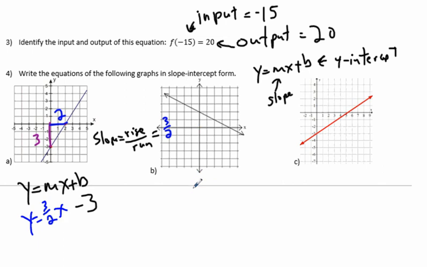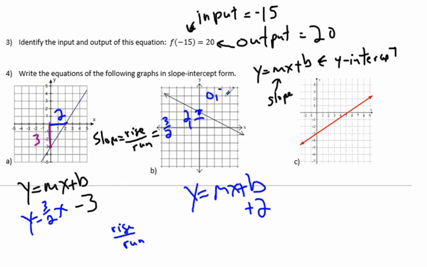So letter B, same thing. We're going to write y equals mx plus b. I'm going to identify the y-intercept right here. It's not counting anything. I'm going to assume it counts by 1. This is 1, 2. It crosses at 2, and it's a positive 2, so we're going to put a plus 2. And the slope, again, is the rise divided by the run. So I'm going to pick 2 points here. I'm going to pick the point 0, 2. And it looks like it crosses right here at the point 4, 0.